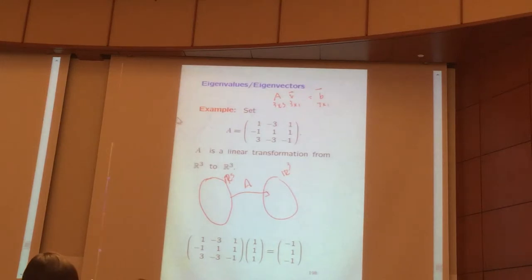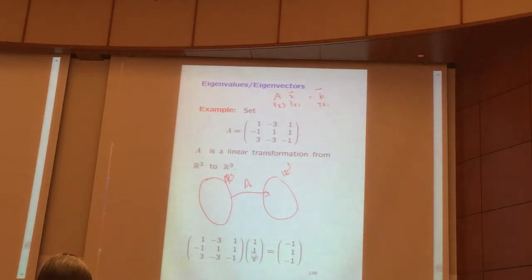Let's talk about eigenvalues and eigenvectors, the last topic in this chapter. In the next chapter, we'll be applying this to solving systems of linear differential equations. So remember the idea: you have an n by n matrix, 3 by 3 in this picture. So here's a matrix A.